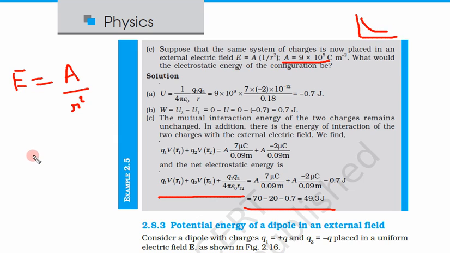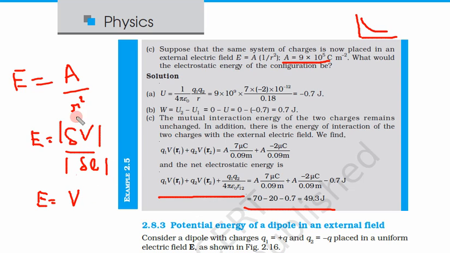Now we know that E is equal to delta V upon delta L. This we know. So here let us simply put V instead of delta V. And what is L here? L here is only the distance R. So E is V upon R. Okay. E is equal to V upon R.